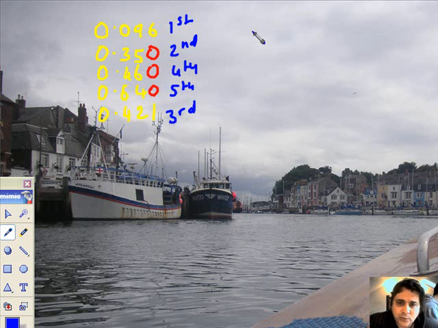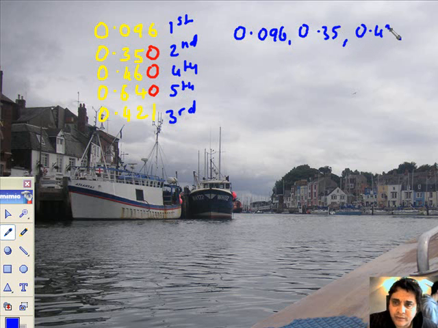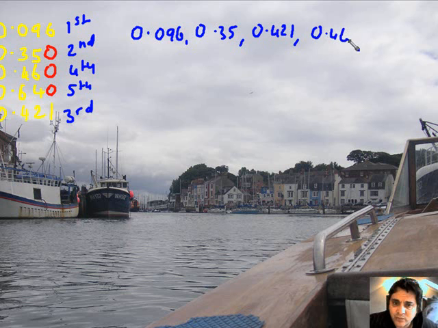Alright, so now in order, I've got 0.096, followed by 0.35. Don't put the 0, that wasn't in the original question. And then we're going to go by 0.421, then we're going to get 0.46, again no 0 required, and last of all 0.64, and that's essentially place value, grade F.